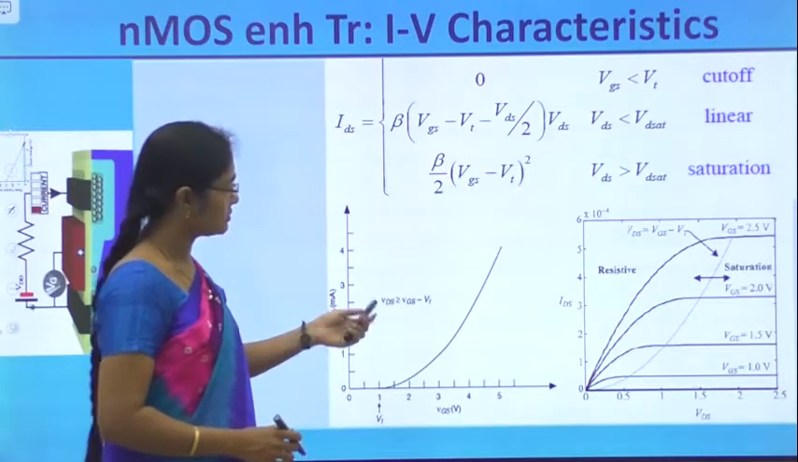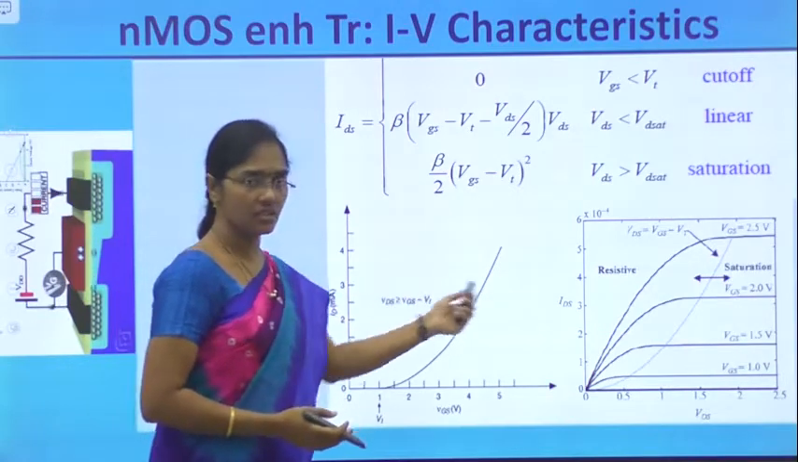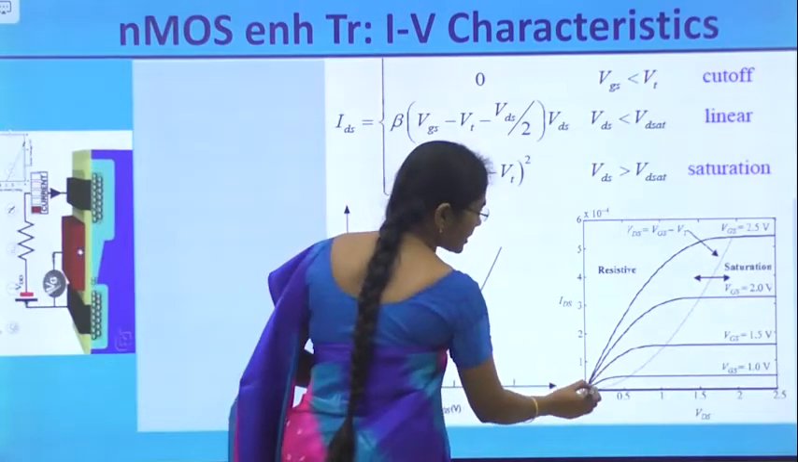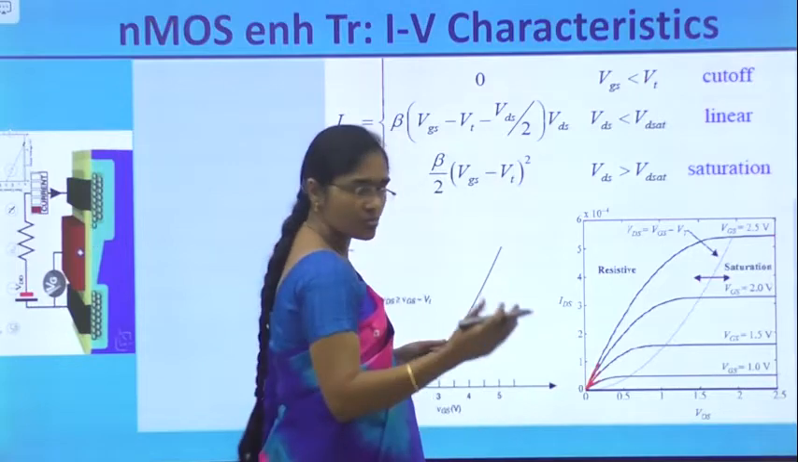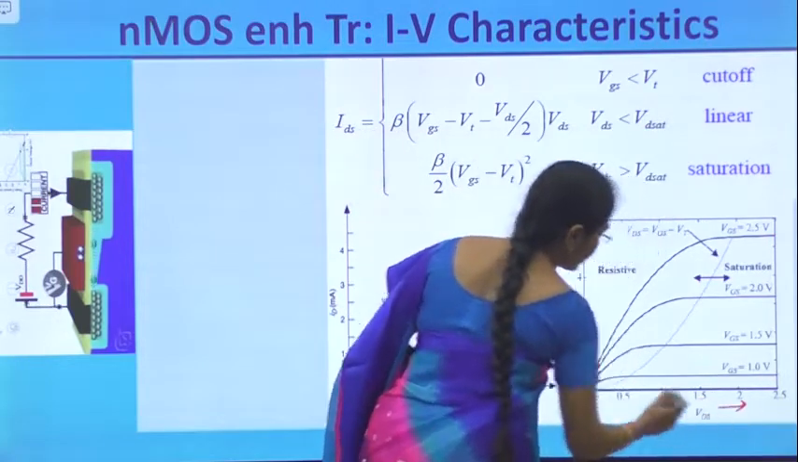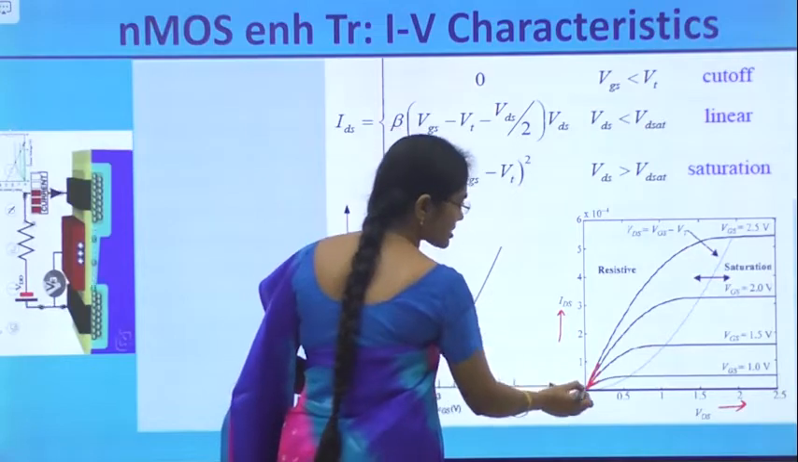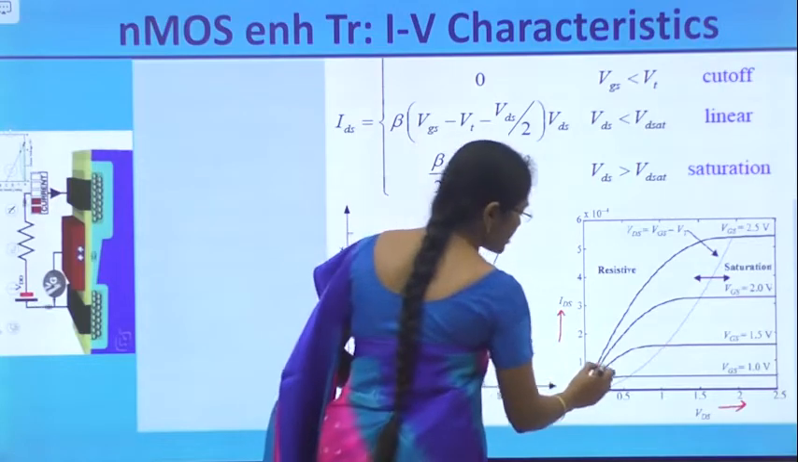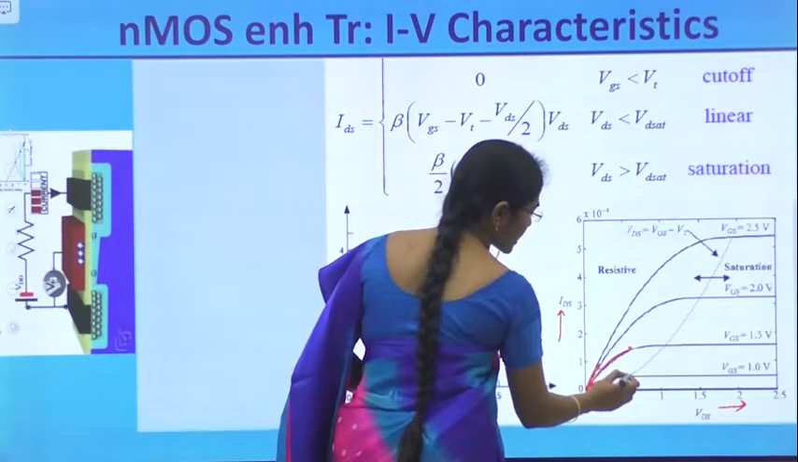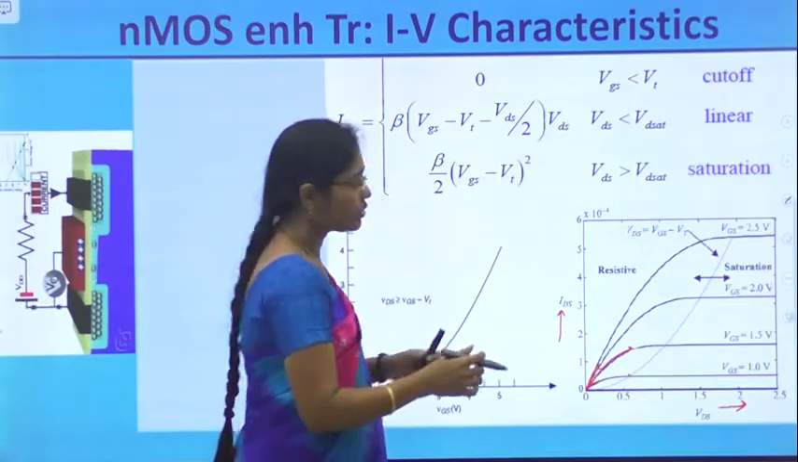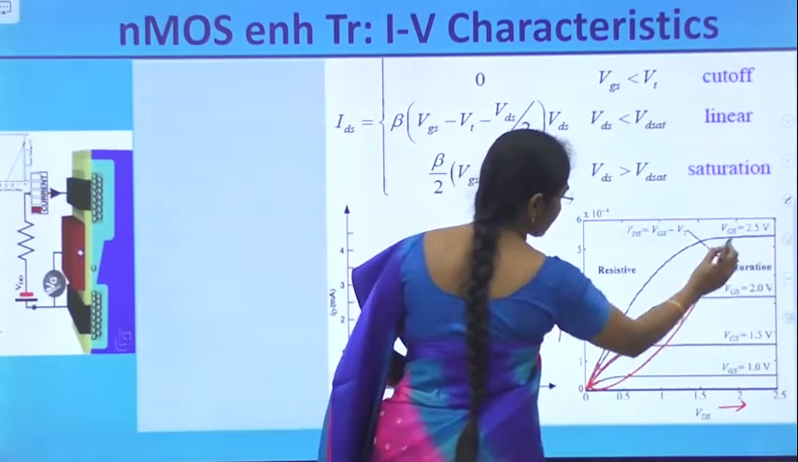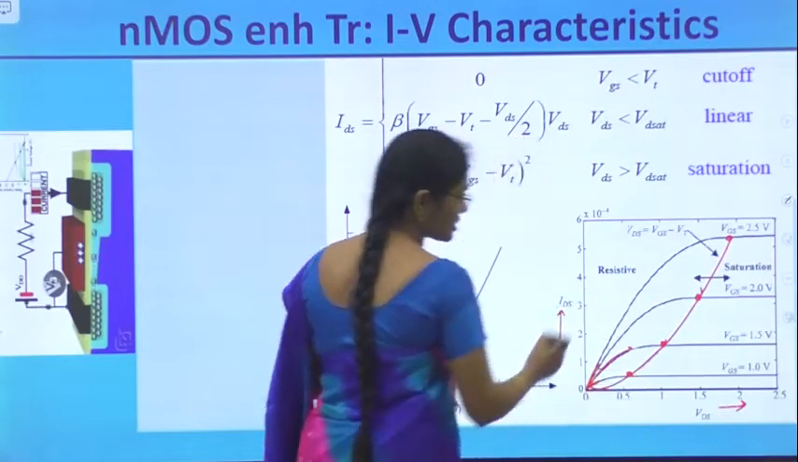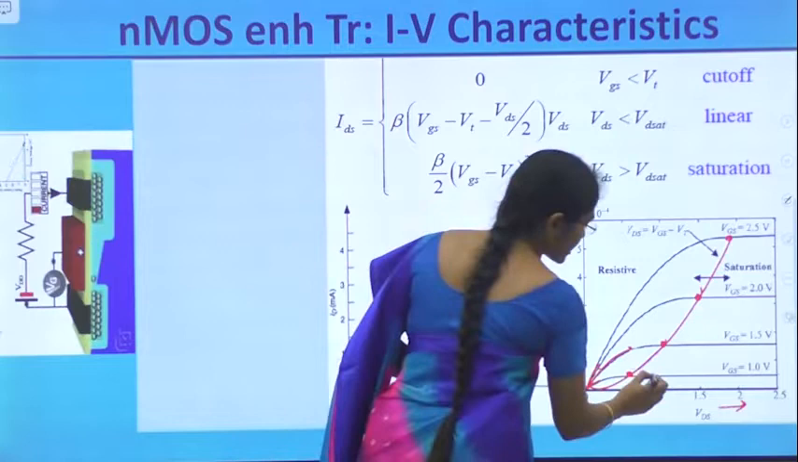We can see the current equations in these two graphs. This graph we have seen already. In the linear region, current is varying. That means for smaller VDS values, this axis is VDS and this is IDS. Starting, the current follows the linear relation with respect to VDS. And it is still increasing until it reaches the maximum point of saturating voltage. So, here the saturation region is represented like this. These are the saturating points. Once the saturation region is reached, the current is constant.